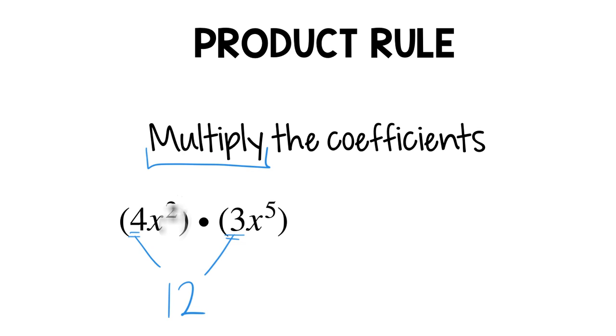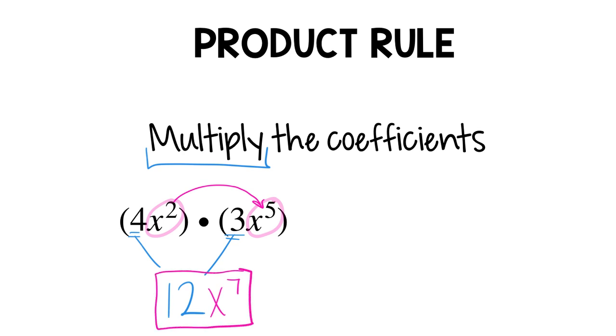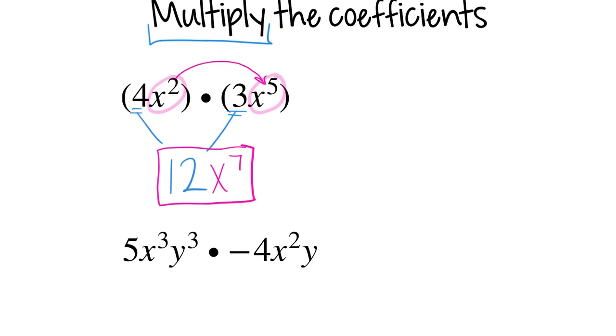Now, with the exponents, x to the 2nd power times x to the 5th power, now we can just add those together like we did on the other page. So that would be 7, so this would be x to the 7th. So the whole answer would be 12 x to the 7th. Okay, so you're just going to multiply the coefficients, but add the exponents. Okay, let's take a look at the next one.